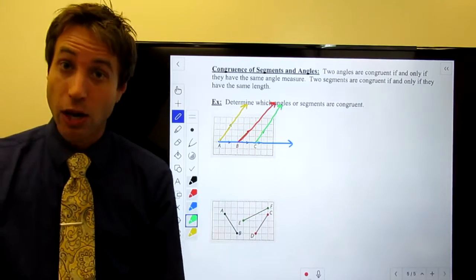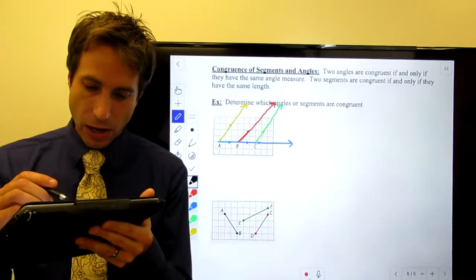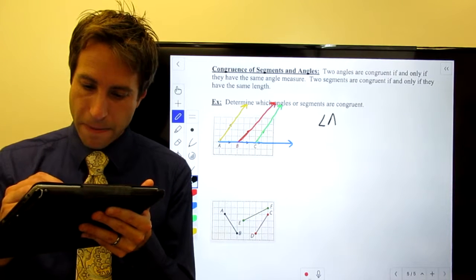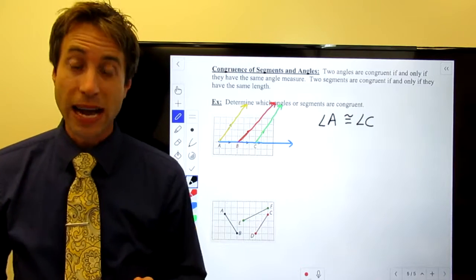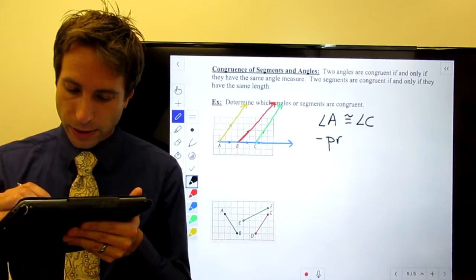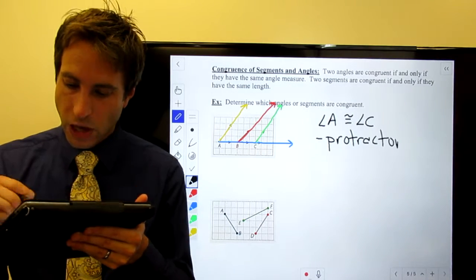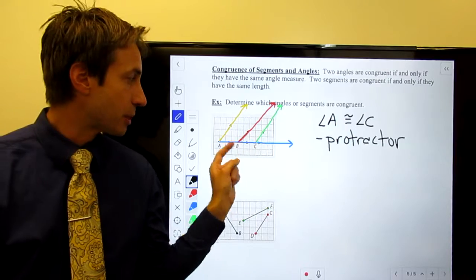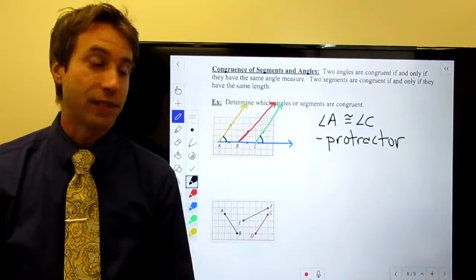Yellow and green are the congruent angles. So angle A and angle C are congruent. Angle A is congruent to angle C, right? Now there's a couple of ways that you can do this. You could have used a protractor to just simply measure each of those angles. You would have found that those two angles have the same measure.